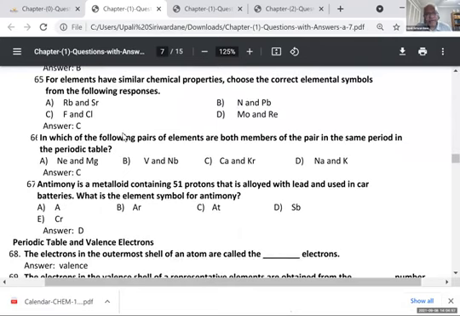Number 65. Choose the element symbols that have similar chemical properties from the following. Elements that have similar chemical properties should be in the same group. Rubidium and strontium are in two different groups. The only pair there is fluorine and chlorine.